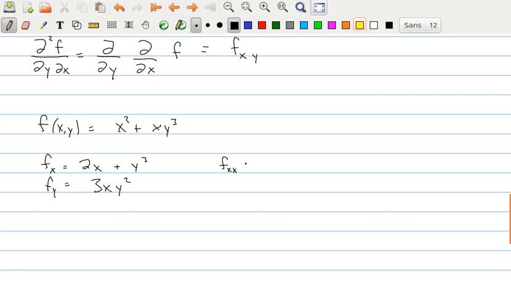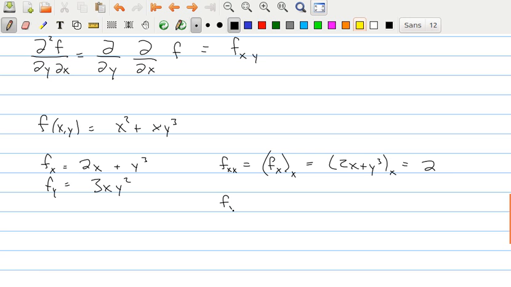So let's look at fxx. This is the partial of f with respect to x, then with respect to x again. So this is just the first partial with respect to x, then with respect to x. And this one right here we actually just did. So this is 2x plus y cubed, and it's the partial derivative of this thing with respect to x. So we take the derivative of 2x, so we get 2, and then the second term is constant, so its derivative is 0.